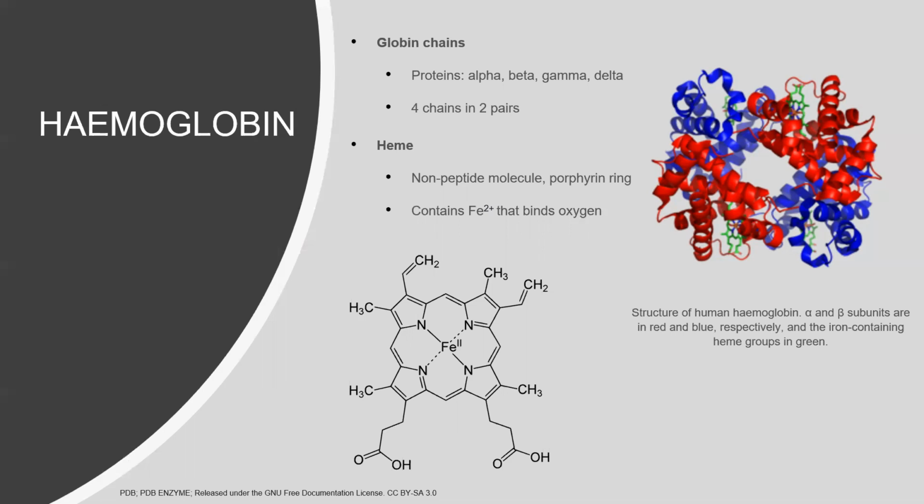The other component of hemoglobin is heme. It is a molecule which is not a peptide. You can see the structure over here. It's made up of nitrogens and hydrogens and carbons with an iron in the center. Actually, the ring around the iron is called a porphyrin ring. And iron in the ferrous state, Fe2+, is what is going to bind oxygen.